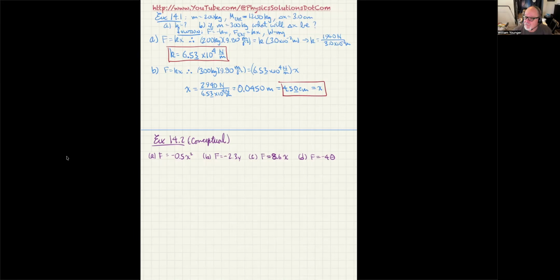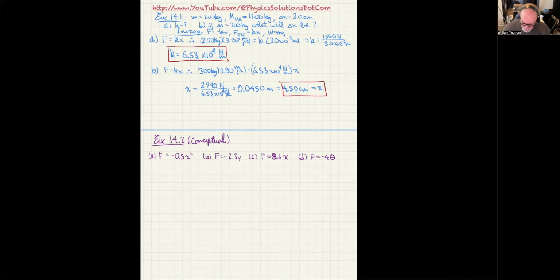Of course, I'd normally ask if anybody had any questions, but there's nobody here. So we'll move on. Now we're going on to conceptual example 14.2, and it says, which of the following forces would cause an object to move in simple harmonic motion?